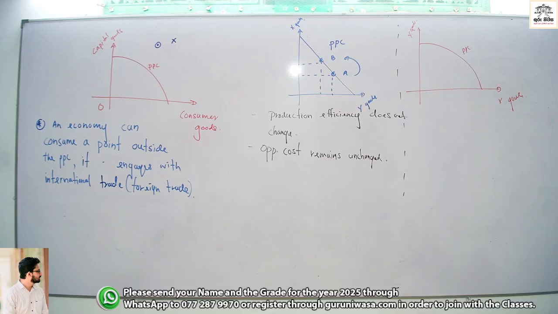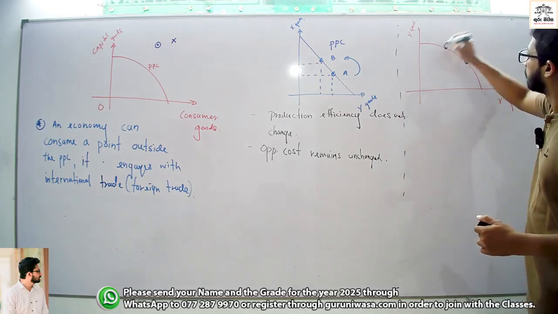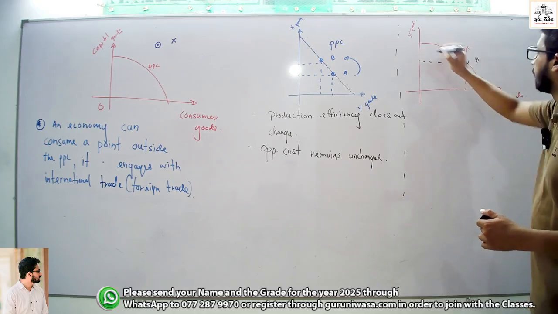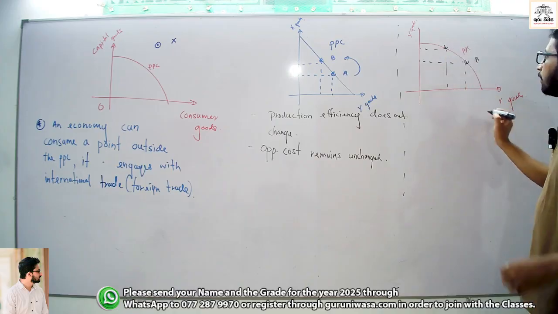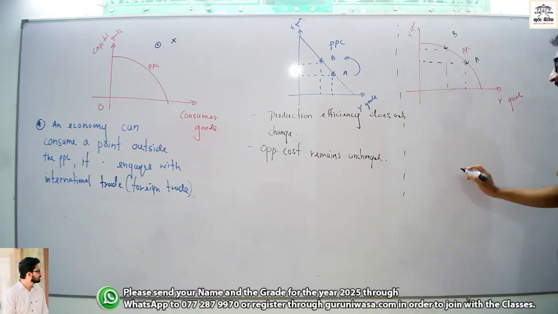Assume one point A and point B. Here the opportunity cost is different. When moving from A to B, the opportunity cost increases, right? Because there is an increase in opportunity cost.